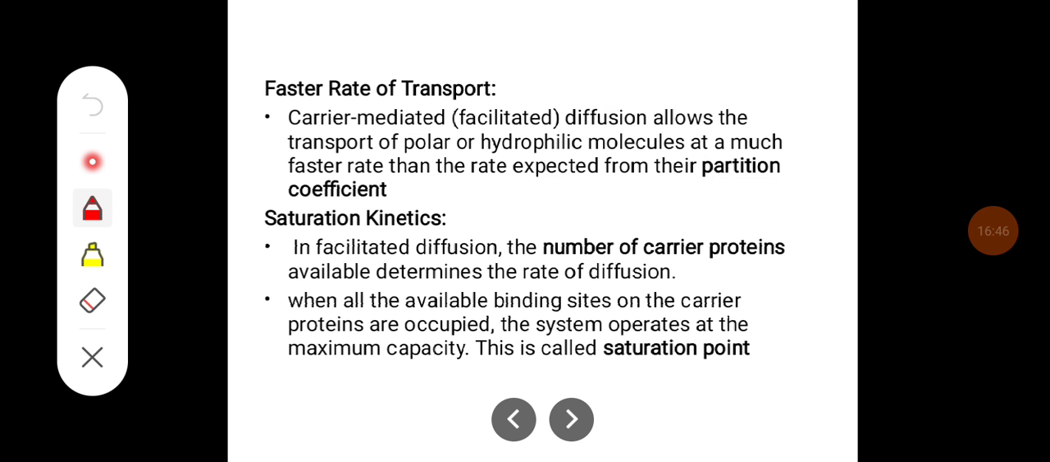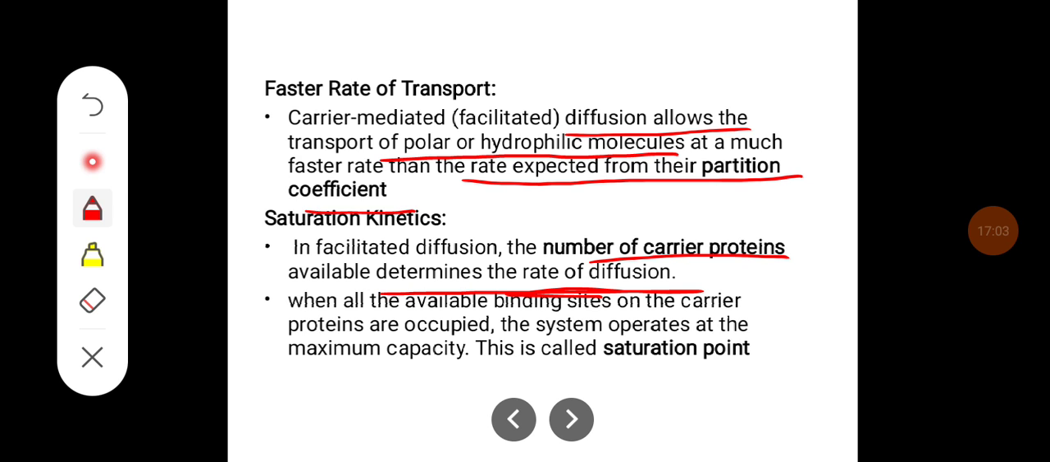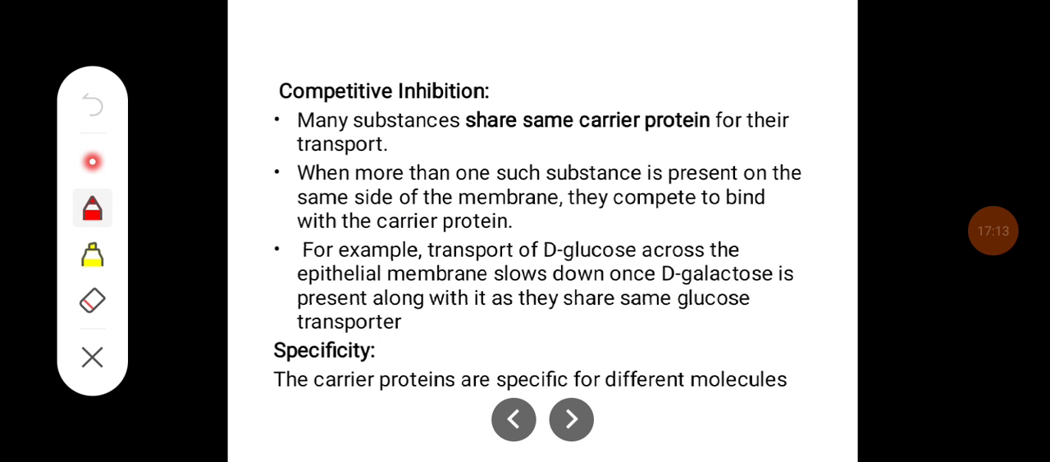Carrier-mediated or facilitated diffusion allows the transport of polar or hydrophilic molecules at a much faster rate than the rate expected from the partition coefficient. In facilitated diffusion, the number of carrier proteins available determines the rate of diffusion. When all the available binding sites on the carrier protein are occupied, the system operates at maximum capacity. This is called the saturation point.